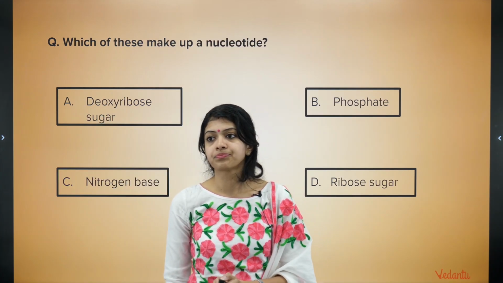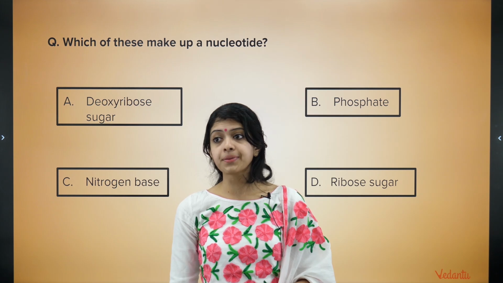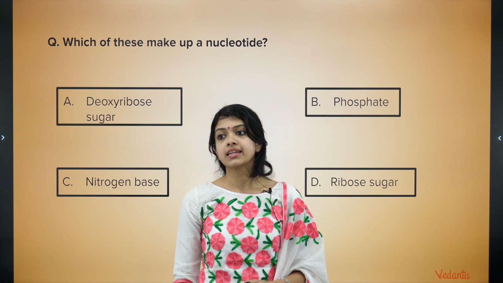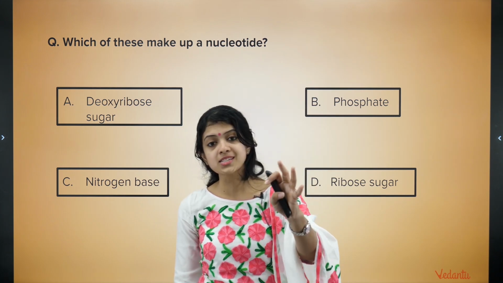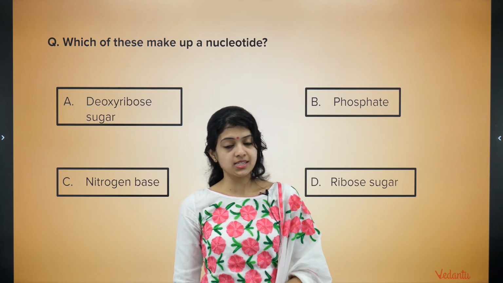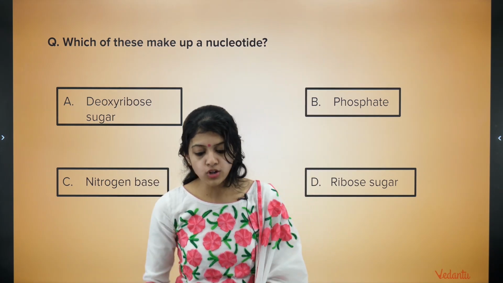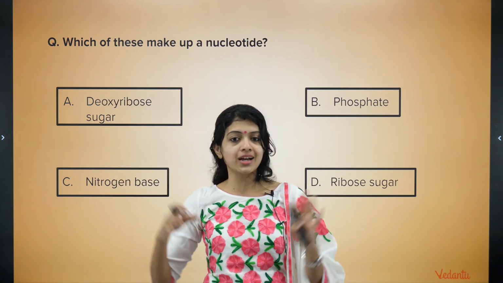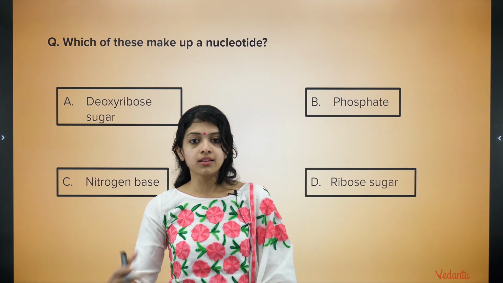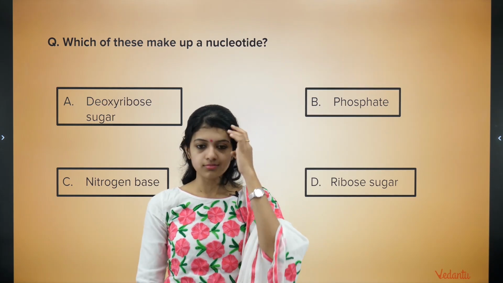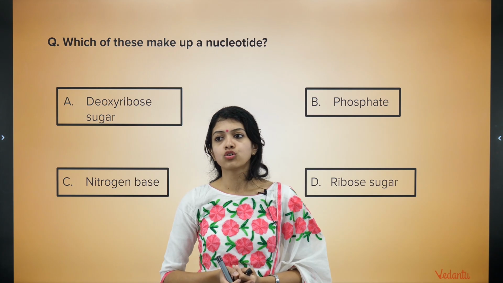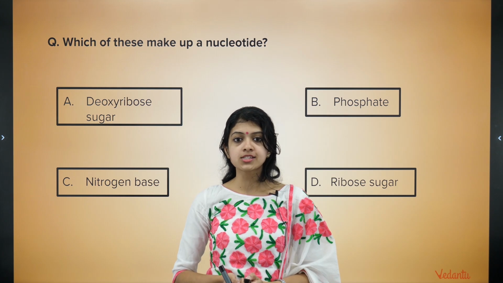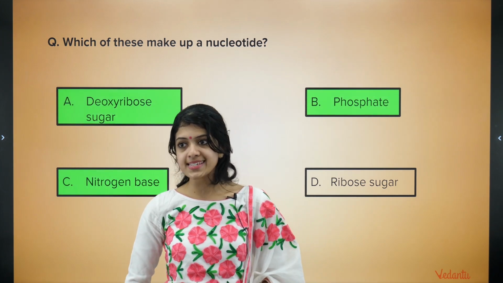The next one. Which of these make up a nucleotide? Deoxyribose sugar, phosphate, nitrogen base, ribose sugar. Now, I must tell you, more than one answer is correct for this. It can be one option that's correct. It can be 2, 3, or 4. Whatever you think the correct options are, it's a multi-select question. Put in your answers right now. 5, 4, 3, 2, 1, and go. The answer is A, B, and C.